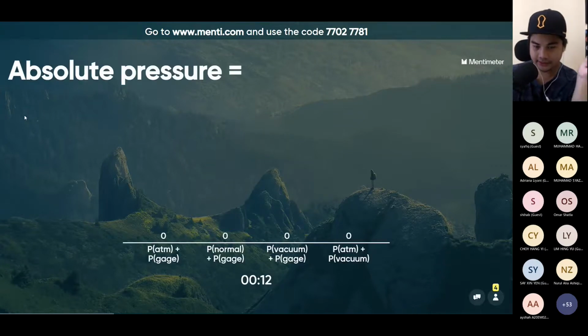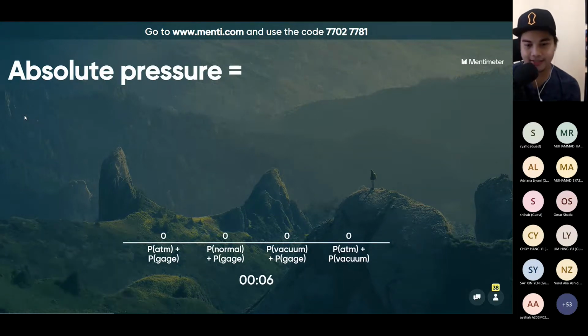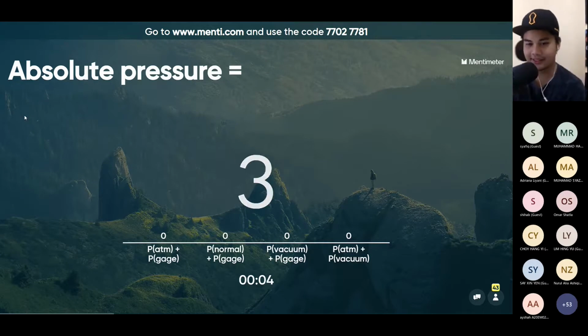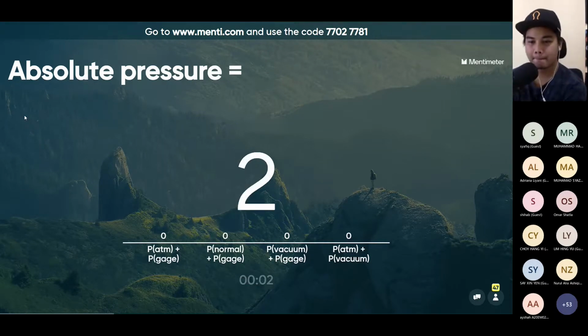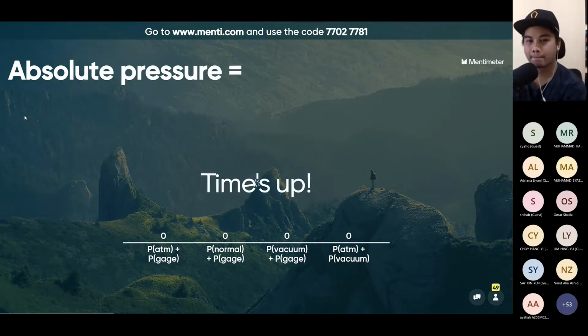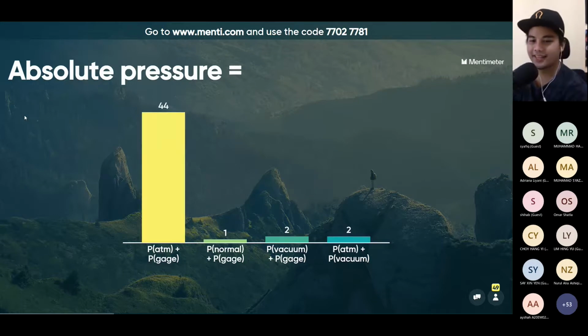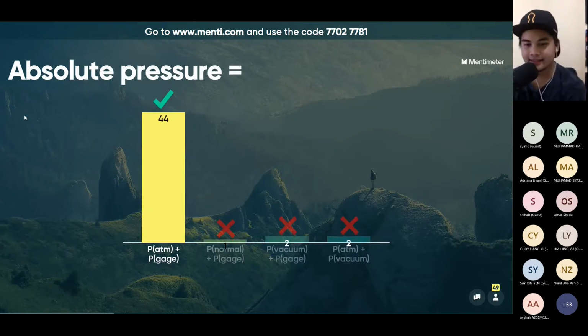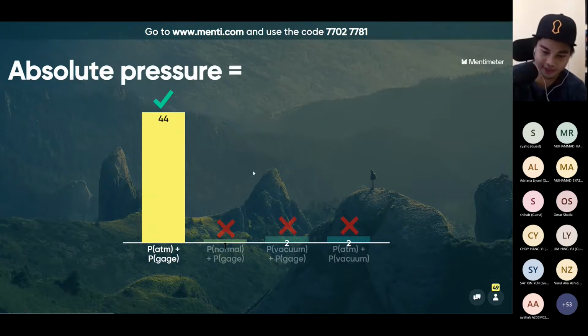Absolute pressure is what? Okay, this is an equation. Okay, it is atmospheric pressure plus gauge pressure. Okay, good.